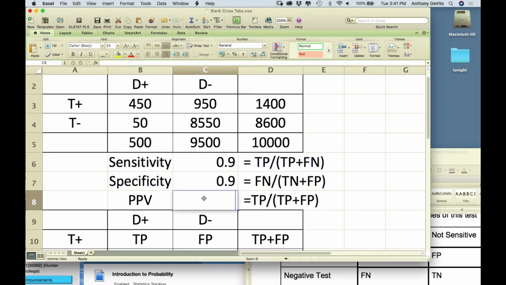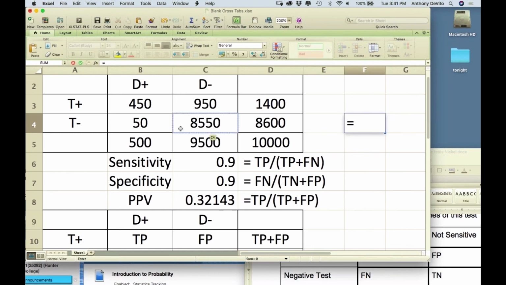The positive predictive value is equal to the true positives, which is 450, divided by the total positives, which is the sum of the true positives and the false positives. In other words, 450 plus 950 is 1,400. And it's 32%. If you test positive, the chance that you actually have the disease is 32%. And that's with a prevalence of 500 out of 10,000, so the prevalence is 5% in this population.